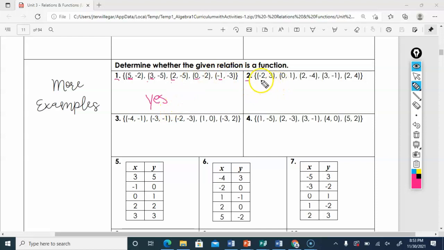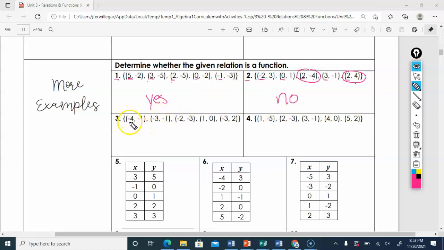Let's look at 2. I'm going to look at my x's. -2, 0, 2, 3, 2. Uh-oh. I have two 2's. And one goes to -4, and one goes to 4. So that's a no. I can't have multiple same x's going to different y's.